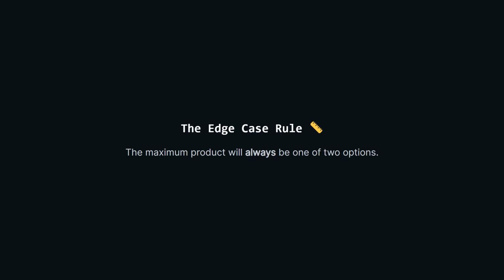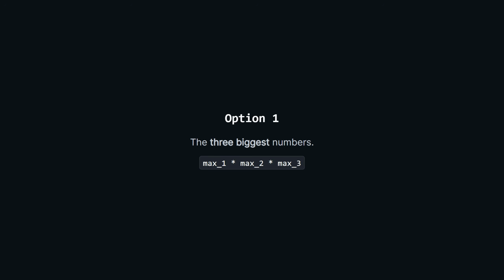This teaches us a very important rule for this problem. The biggest possible result is always going to be one of two very specific combinations. The first option is our original thought. It could just be the three largest numbers multiplied together. This happens when the list is mostly positive. The second option is the sneaky edge case. It's the two absolute smallest numbers, which would be large negatives, multiplied by the single biggest positive number.